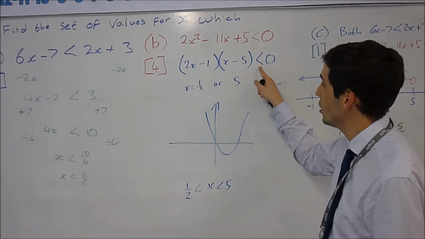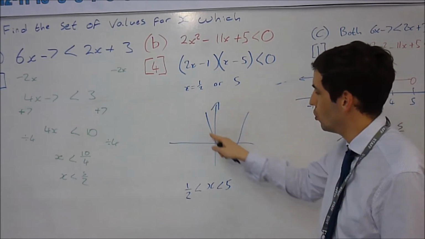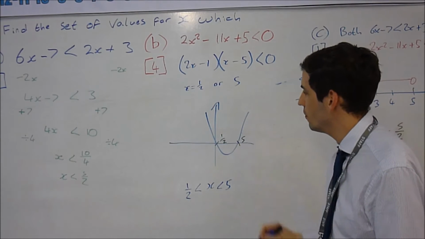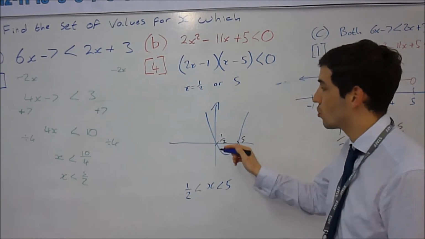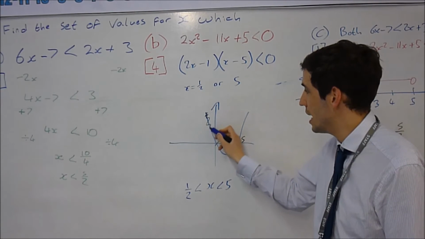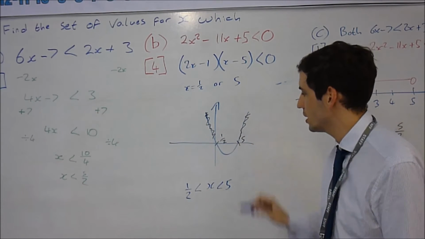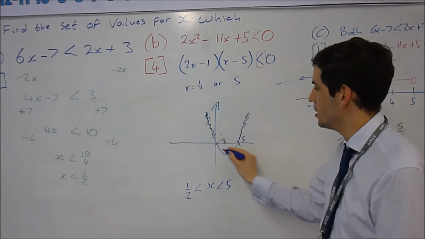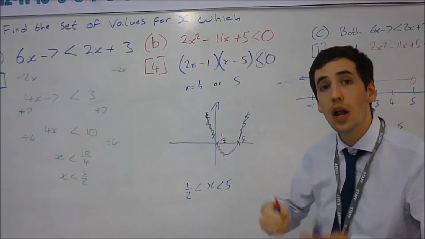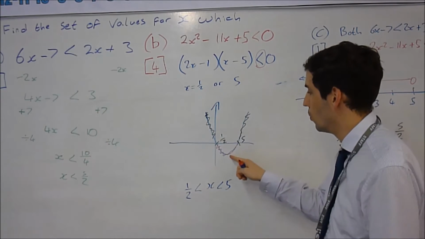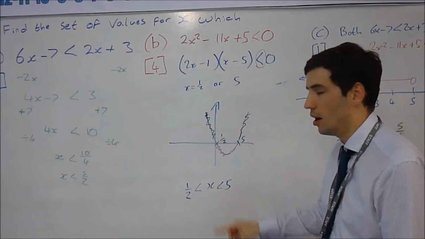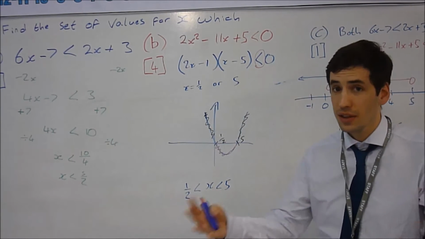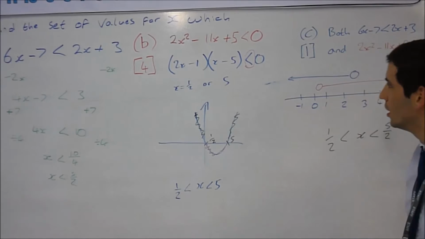If I want the inequality solved, I draw my graph going through a half and 5, and if I want the bit where it's greater than, I'm going to pick these outside bits above the x-axis, or if I want the bit where it's less than, as in this case, I'm going to pick the bit where it's below the x-axis. So I want the bit in between a half and 5, so x is greater than a half and less than 5. And that's 4 marks on your quadratic inequality.